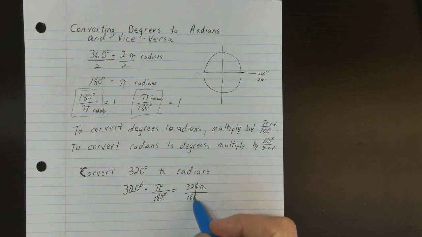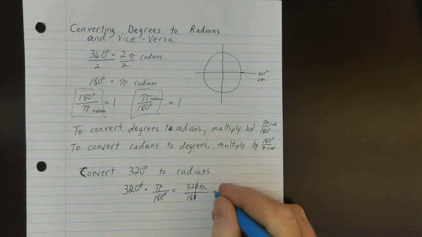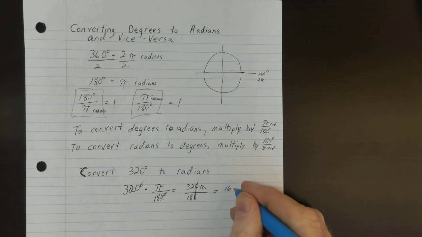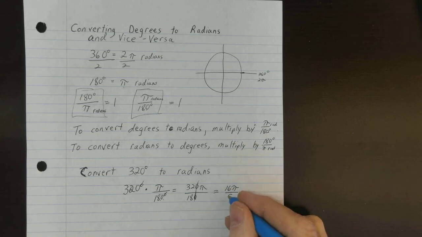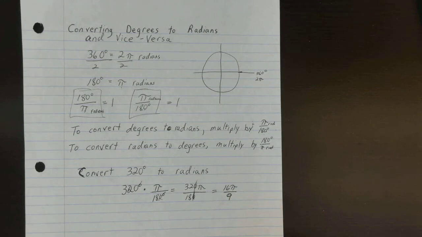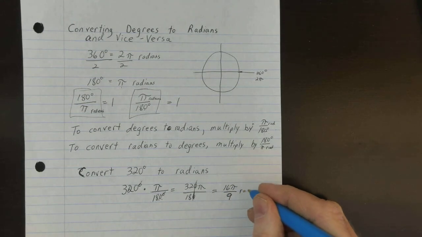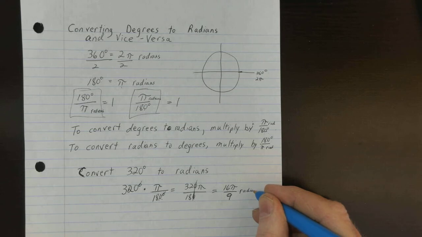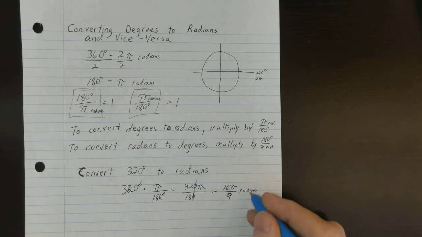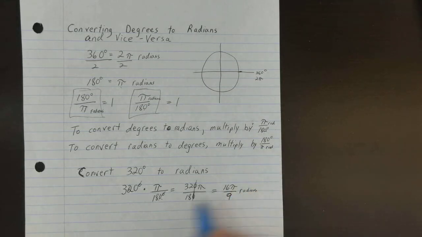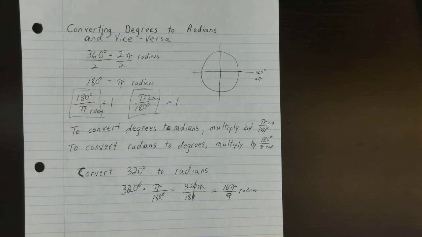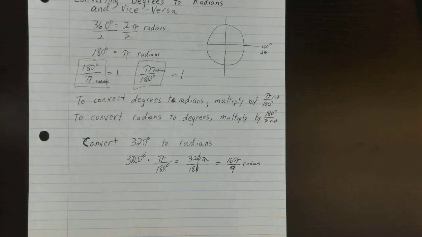So divide by 10, that's crossing off those zeros. 32 and 18, 2 goes into both those. So 32 divided by 2 is 16. I'll leave the pi up there. 16 pi over 9. And this is radians. Again, if you don't write radians, it's assumed to be radians. It's not assumed to be degrees, so make sure that distinction is made.